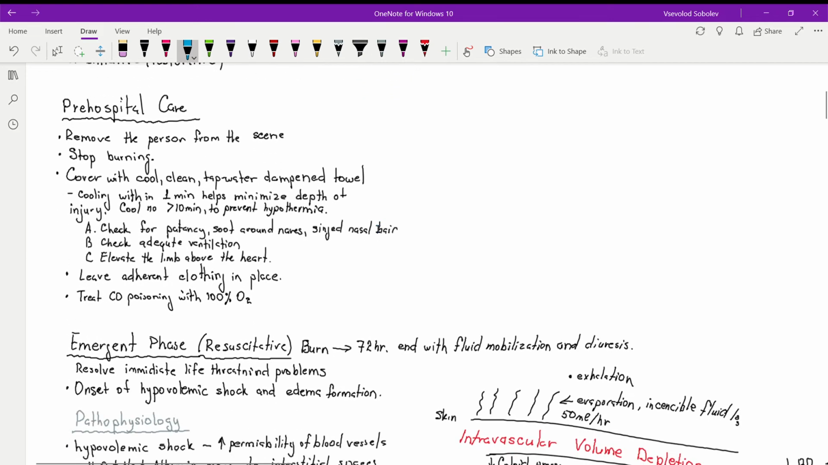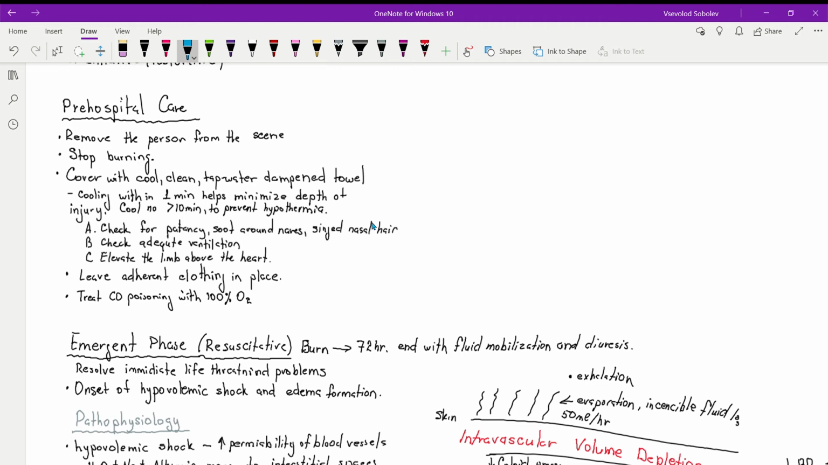Well, before the emergent phase, of course, there is pre-hospital care. The ambulance arrives at the scene, they get the patient, remove the patient from where they're burning, stop the burning, and cover the burn with something cool and clean, like tap water or a damp towel. Cooling within 1 minute helps minimize the depth of the injury. Cool no more than 10 minutes to prevent hypothermia. So when they arrive, they should put on the cool, damp towel, but not wait more than 10 minutes because it will lead to hypothermia.